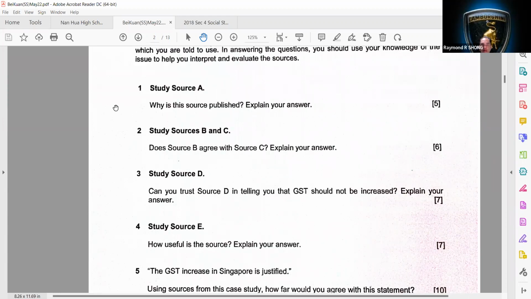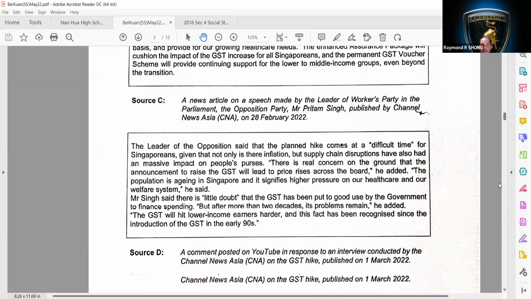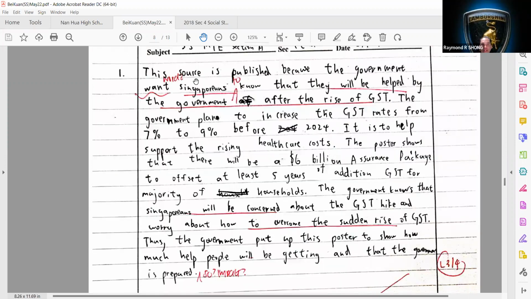What do you think about this source? Why is this source published? Anyway, this source is published. What source? Hello, be good. You don't put it like that. This source. Cannot.